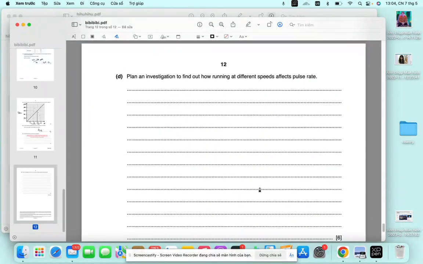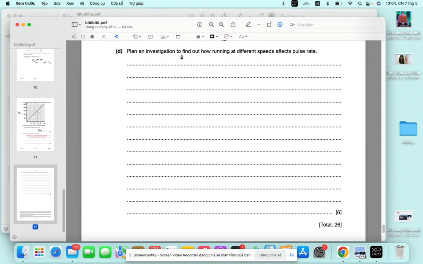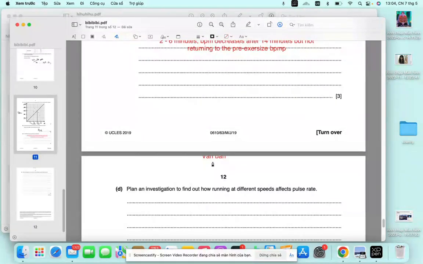Okay. It's an investigation of running at different speeds and how it affects pulse rate. So we would have at least 2 people. The independent variable is what you will change: 2 people running at different speeds, wearing a pulse rate clock.